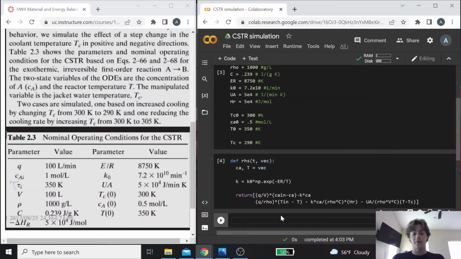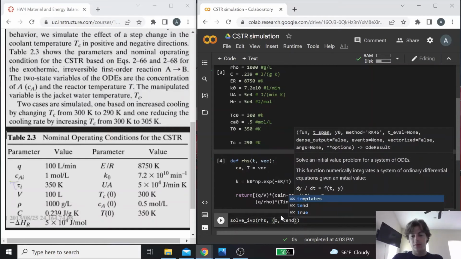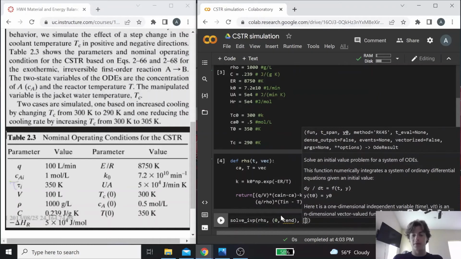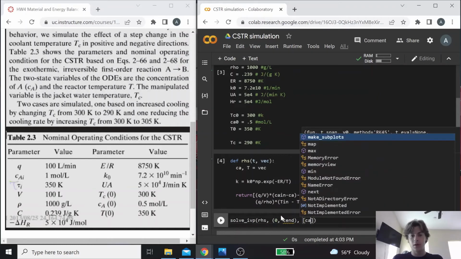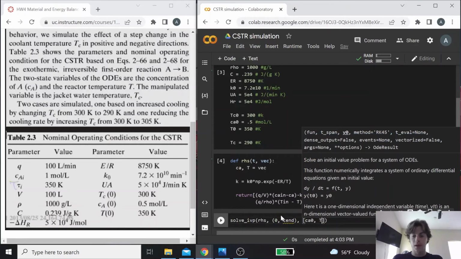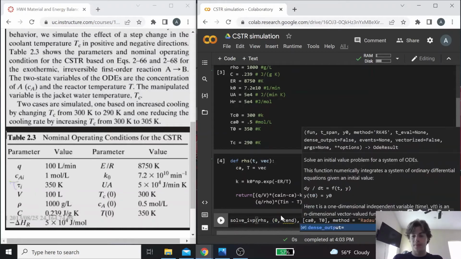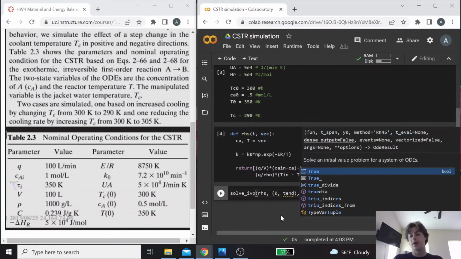So now we can use solve IVP to solve our right-hand side. So we'll pass it our function, followed by our time range, which will be 0 to Tn, followed by our initial values, which is the initial concentration and the initial temperature. The method will be Radau, and we will set dense output equal to true so that we can evaluate this at any point and plot it in our graph.